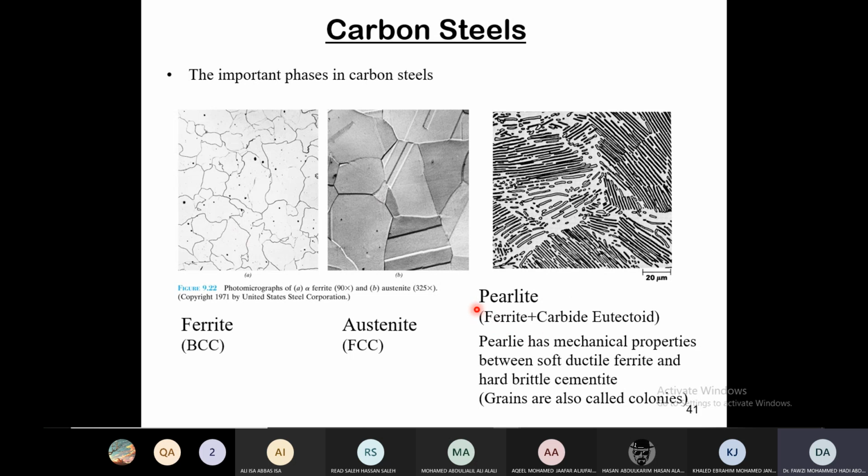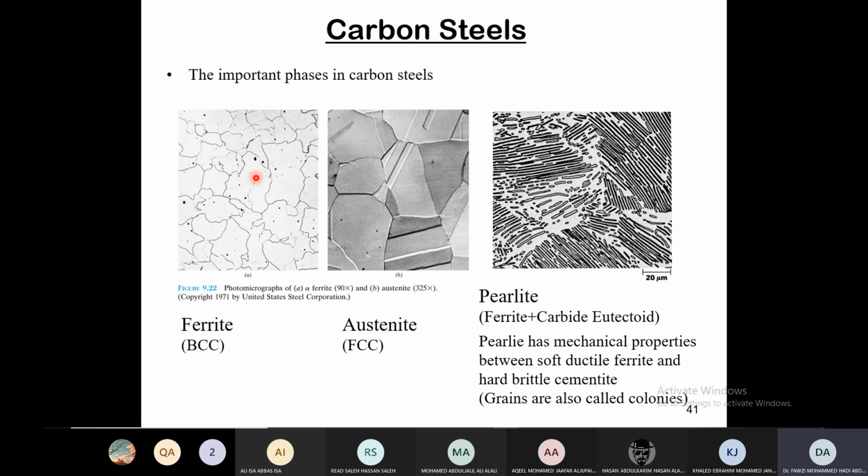And the third important phase that we have seen so far is the perlite phase, and the perlite phase consists basically of two phases, which are the ferrite and the iron carbide, basically, which is the cementite. Perlite has mechanical properties between the soft ductile ferrite and the hard brittle cementite phase because it consists of these two. Ferrite is the softest phase of steel.